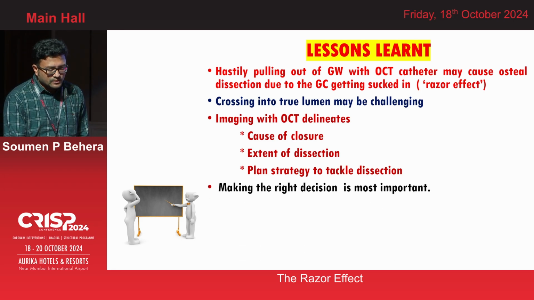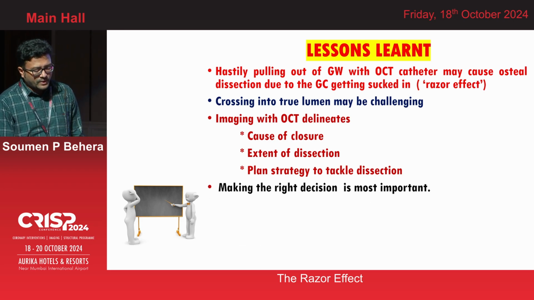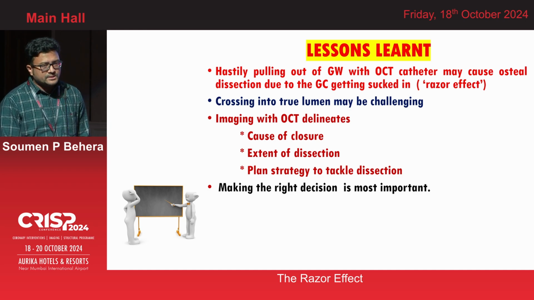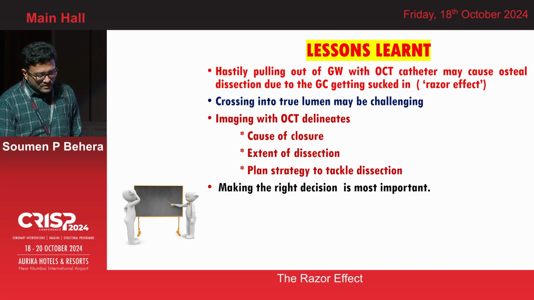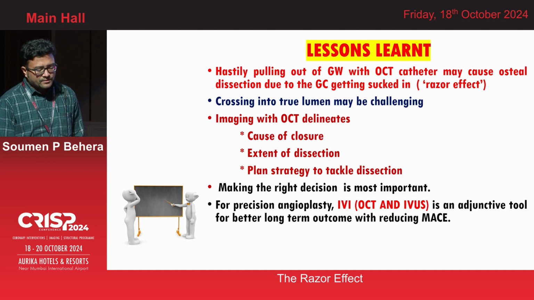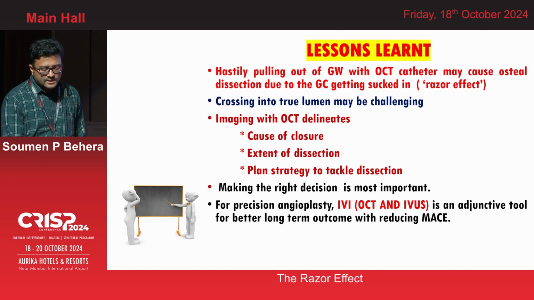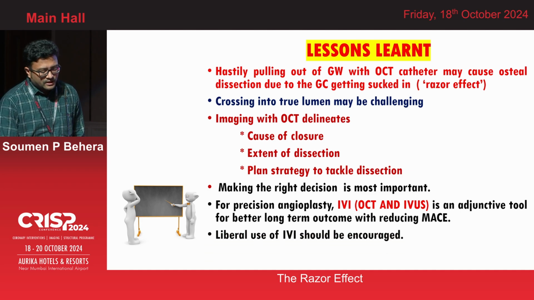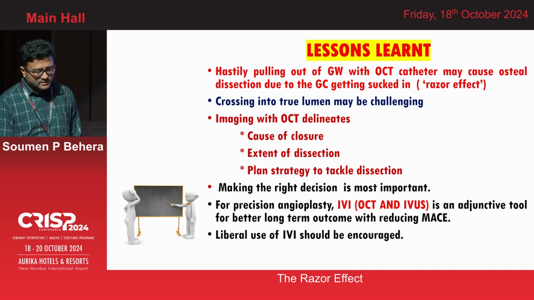Imaging with OCT delineates the cause of closure and extent of dissection, and helps to plan a strategy to tackle the dissection. Important for precise angioplasty, intravascular imaging, either with OCT or IVUS, is an adjunctive tool for better long-term outcome, reducing MACE. Liberal use of IVI should be encouraged.